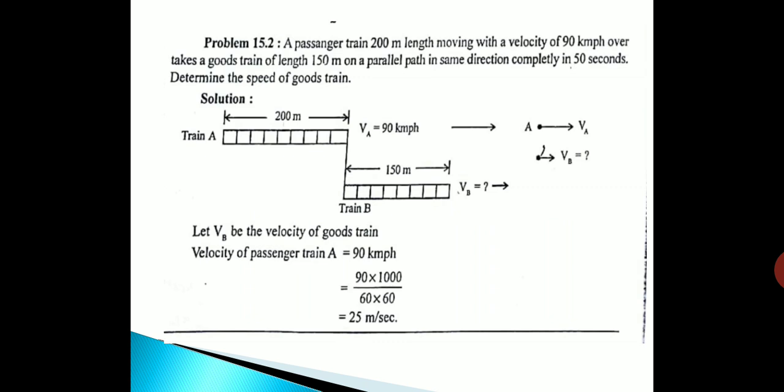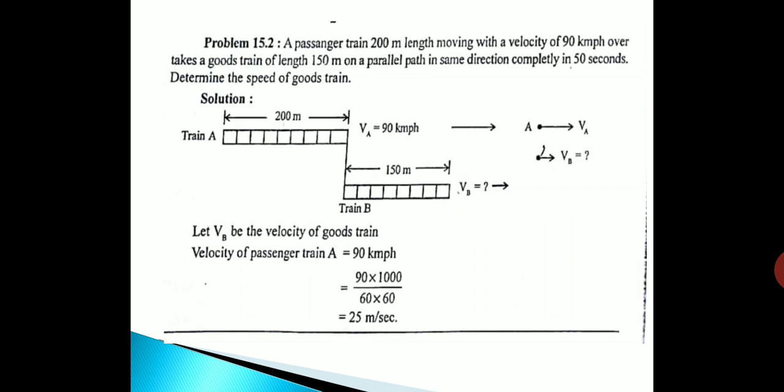So, the first example for today's class is: a passenger train of length 200 meters is moving with a velocity of 90 km per hour, which overtakes a goods train of length 150 meters on a parallel path in the same direction completely in 50 seconds. Determine the speed of the goods train. So firstly, let us check what is the given data.